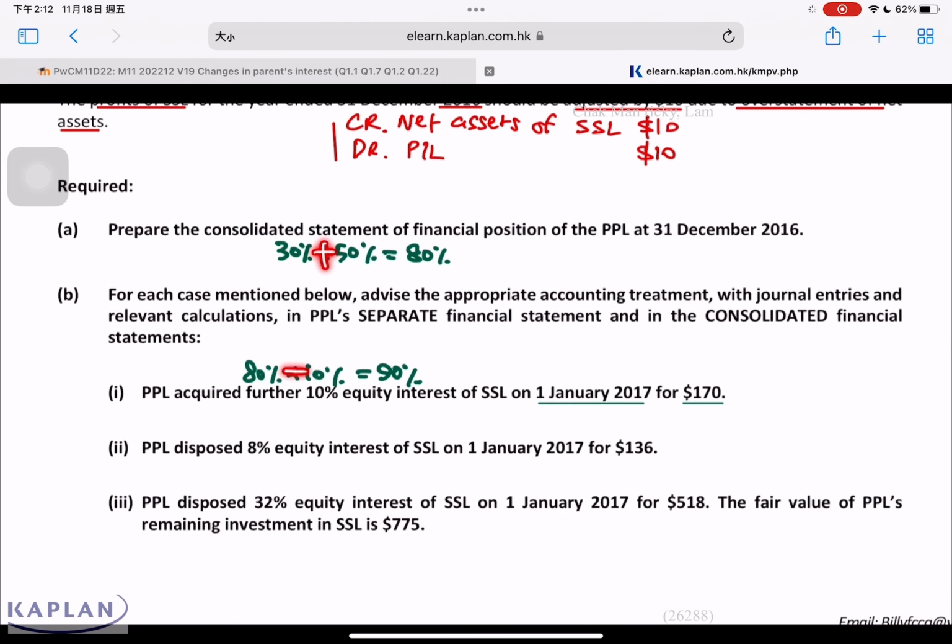Earlier on, we said increase from no control to control. There's no impact of control. Assuming PPL disposes 8% of SSL on 1st Jan 2017 for 136, 80% minus 8% equals 72%. Before that, 80% gave 100% control. The 72% also gives 100% control. If there's no change in control, we treat this as an equity transaction and adjust NCI. Refer to your suggested answer.